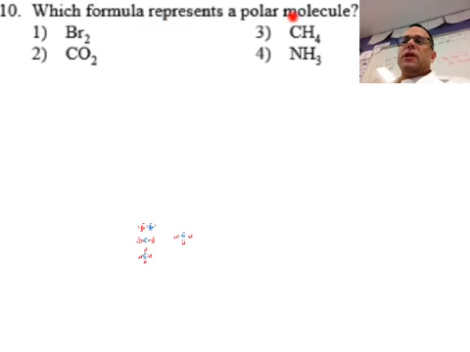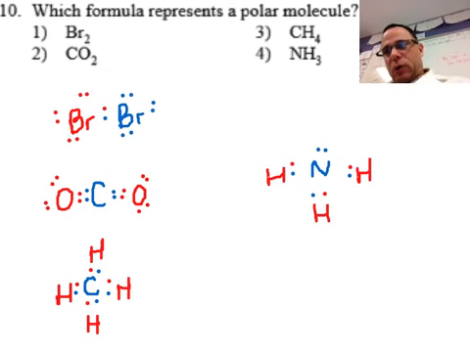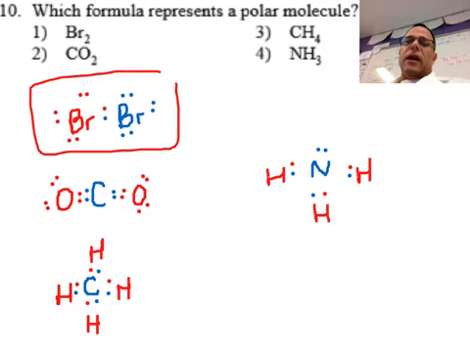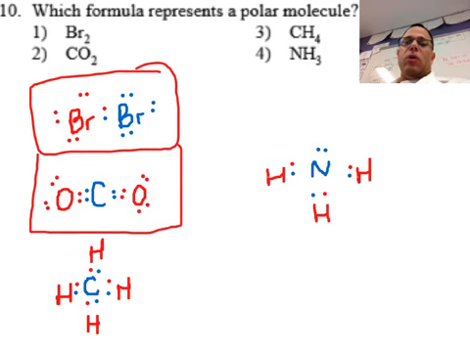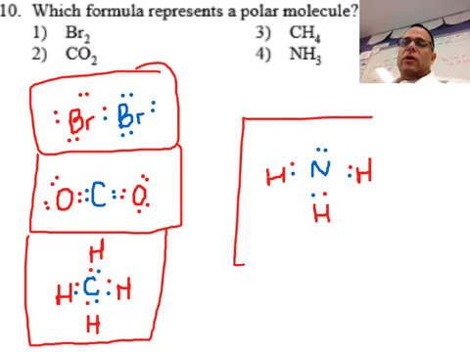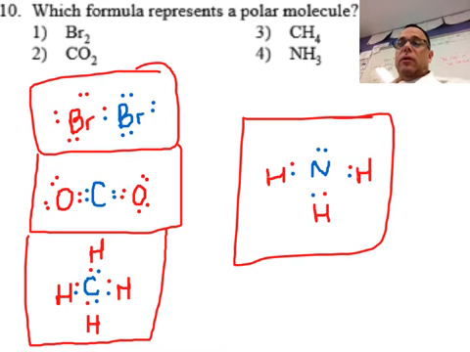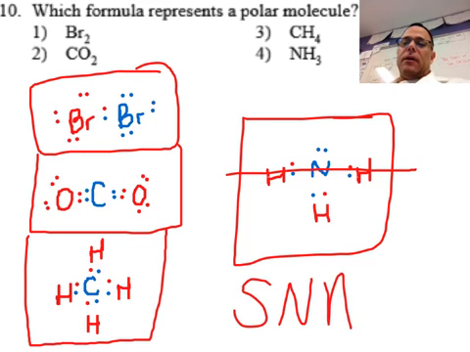And last, which formula represents a polar molecule? So I've drawn them out, the electron dot diagrams. Good idea if you were to pause this right now and look for yourself. Which one is polar? Alright, so if we were to inspect these ourselves, is the diatomic molecule bromine polar? No, it's nonpolar, it's symmetrical. Is carbon dioxide polar? It is 2, symmetrical. Is CH4 polar? It is symmetrical. Is ammonia, NH3, polar? Oh, I see asymmetry from top to bottom. It is not symmetrical. There is an uneven distribution of charges. So again, SNAP. It is asymmetrical. It is polar. The answer is 4.